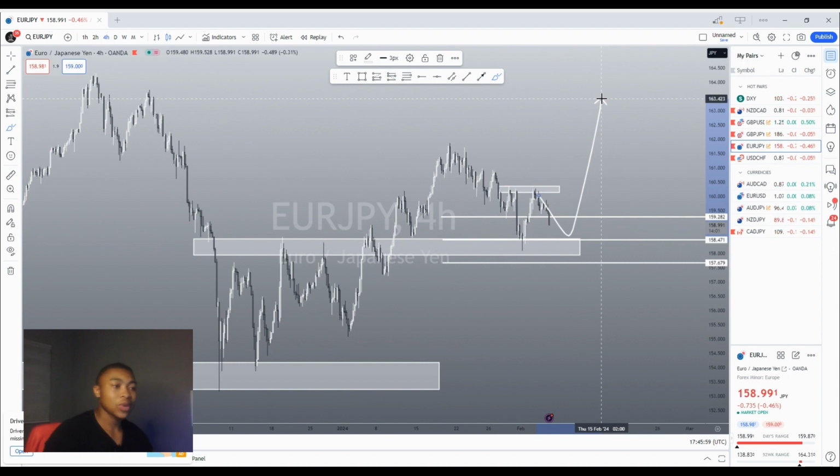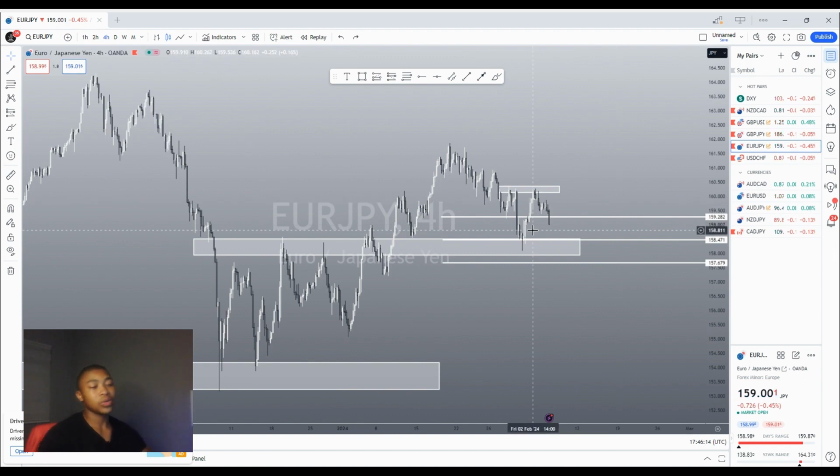So for anyone else, you could have waited for price to give you this level, this entry signal right here, and then you could have entered a very clean entry. This strategy allows you to trade very cleanly, very precise, and very accurate.